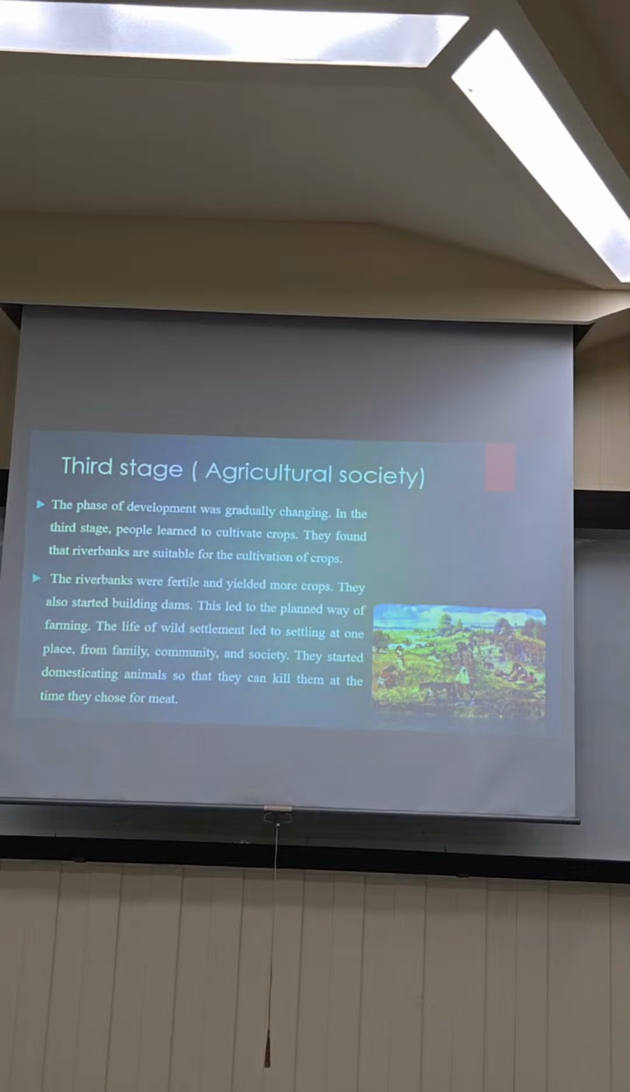The life of settlement led to settling at one place, from family, community, and society. They started domesticating animals so that they can kill them at the time they choose for meat. Do you see that? Stone Age, hunting age, agricultural stage.